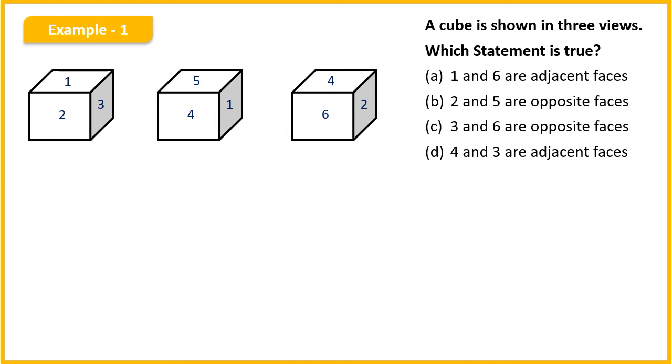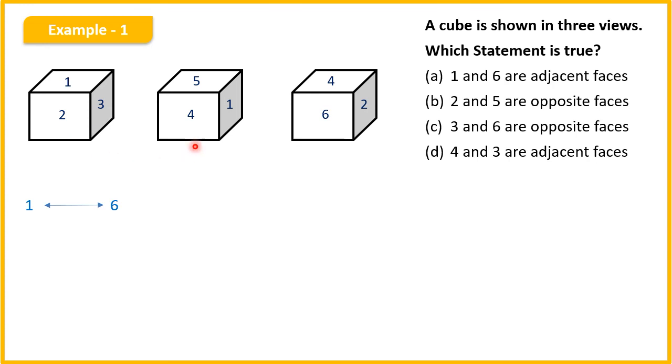Now, how to solve this? If we look at these figures, first figure and the second figure, we observe the common face in both the figures as 1. So opposite to 1 there cannot be 2 or 3 as they are shown adjacent. Even opposite to 1 there cannot be 5 and 4 as they are shown adjacent. So what will come opposite to 1? 6 will come.